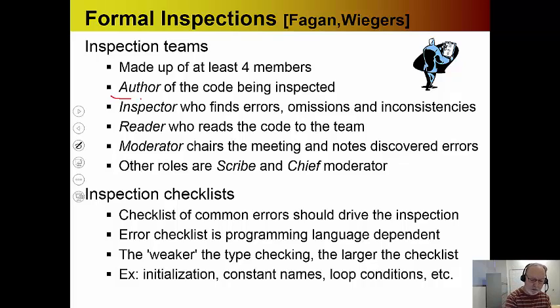So you have an author of the code being inspected. You have at least one inspector, usually more. That's the person looking for the errors, omissions, and inconsistencies. There's a reader who reads the code to the team. So the first thing you might say is, well, wouldn't the author present? Well, maybe not. In a formal inspection, it's somebody else, the reader, who's actually responsible for reading the code to the team.